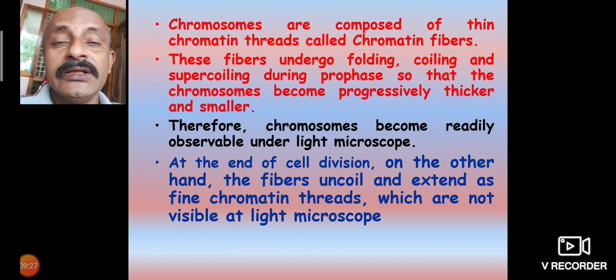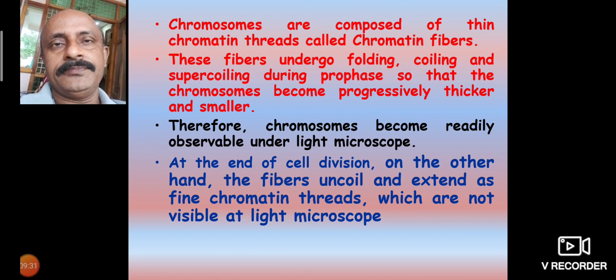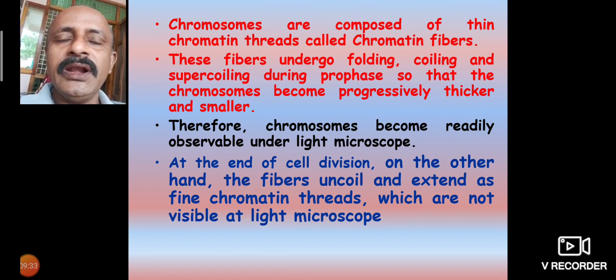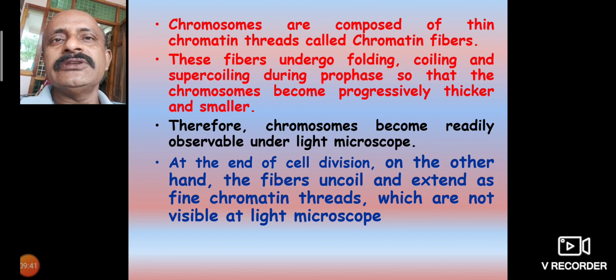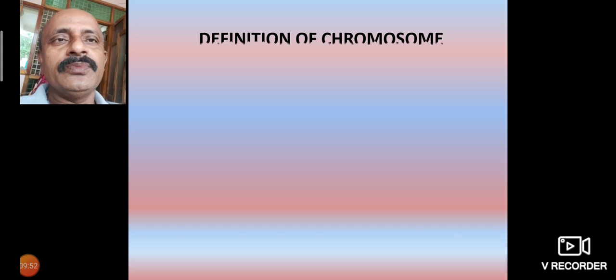The coiled threads are of many types and numbers. Several threads coil together to become easily visible under the microscope. A single coil is not visible under the microscope. So this is also extended as chromatin threads, which are not visible.